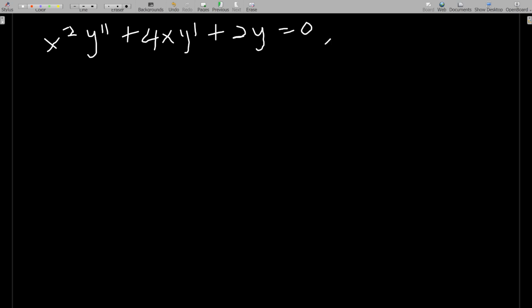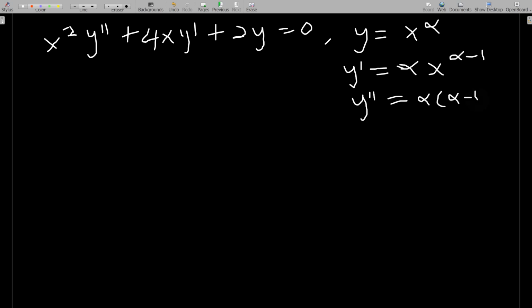So the differential equation is giving us what? Let me write it back. x squared y prime prime plus 4x y prime plus 2y equals 0. And my y is giving us x to the alpha, and my y prime is giving us alpha x to the alpha minus 1. And y prime prime is equal to alpha into alpha minus 1 x to the alpha minus 2. Okay, so we'll put everything back in the equation.